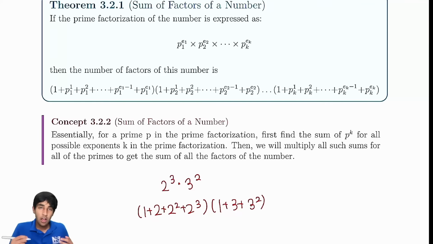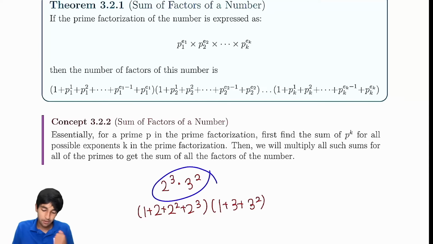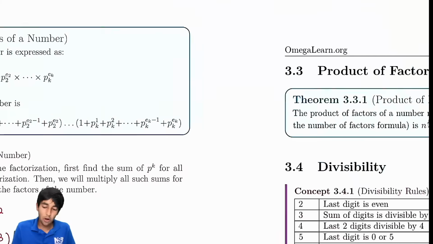Why is this true? You can imagine pairing it. This forms a factor. This forms another factor. This forms another factor. So if you expand this out, you'll get every single possible factor of this number. And that's why this is so powerful.